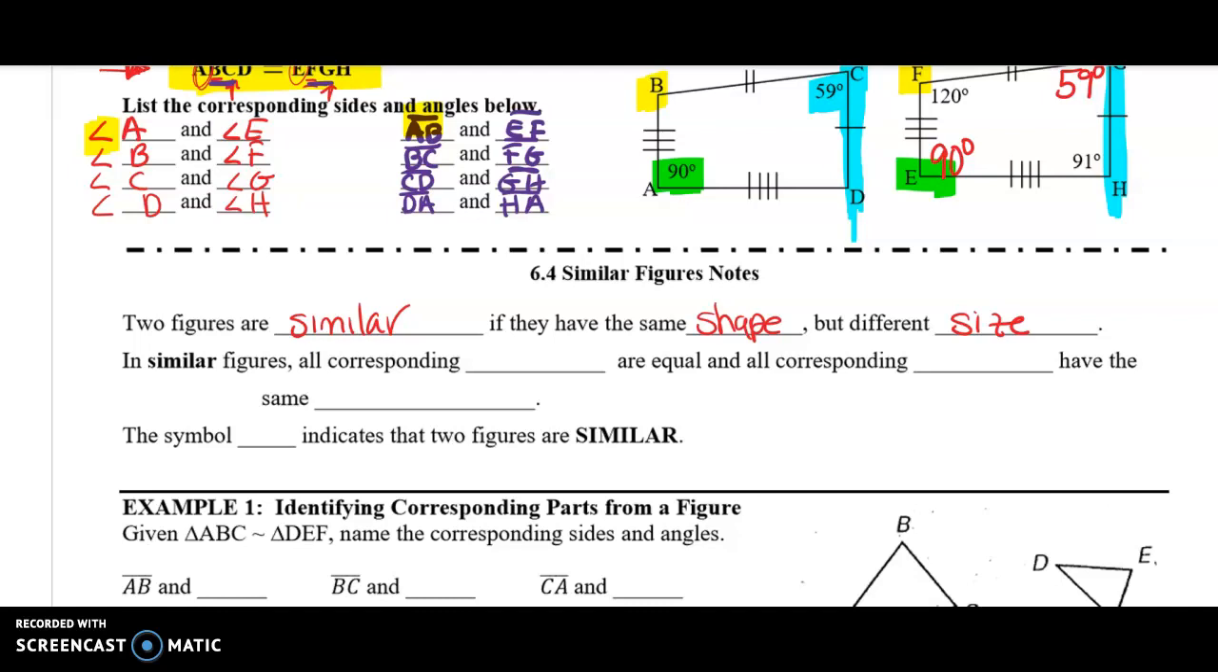And in similar figures, all corresponding angles are going to be equal. So the angles are still equal. And all corresponding sides are going to have the same proportion. Okay, or we could say ratio actually. So if I look at two corresponding sides and I simplify them, it might be 1 to 2, and then I look at another pair of corresponding sides would also simplify to that common ratio of 1 to 2. The symbol for similar would be this little squiggly line here.